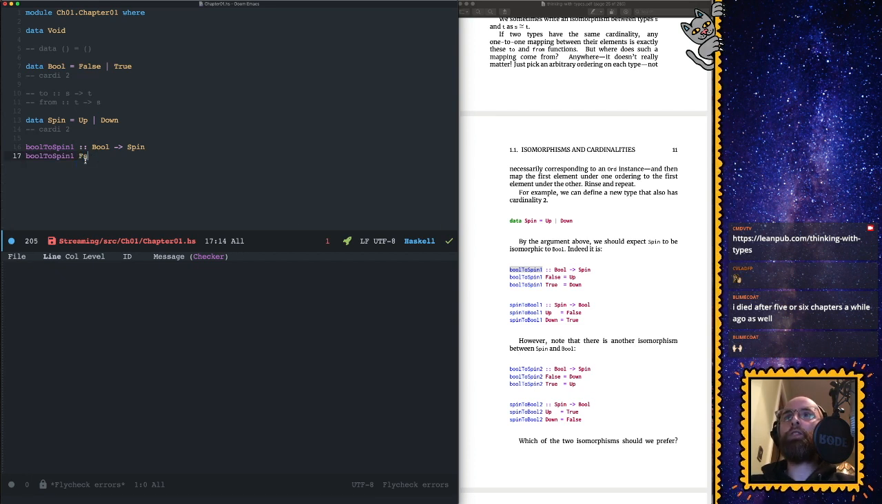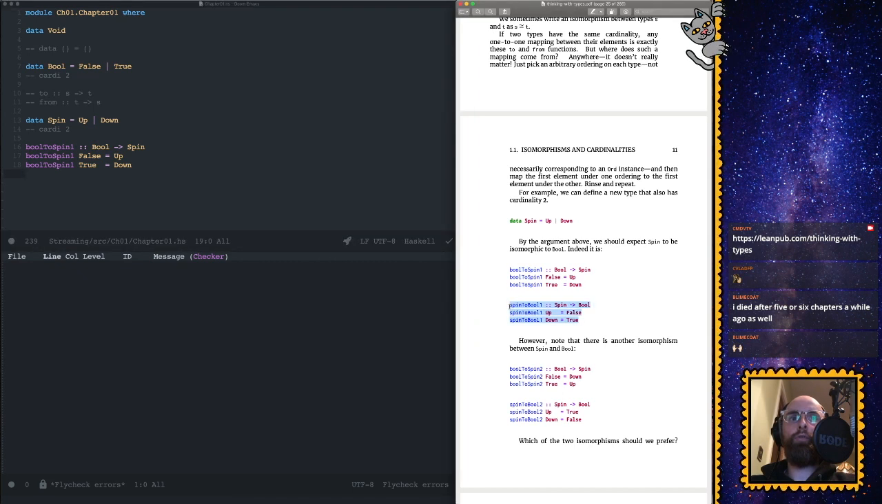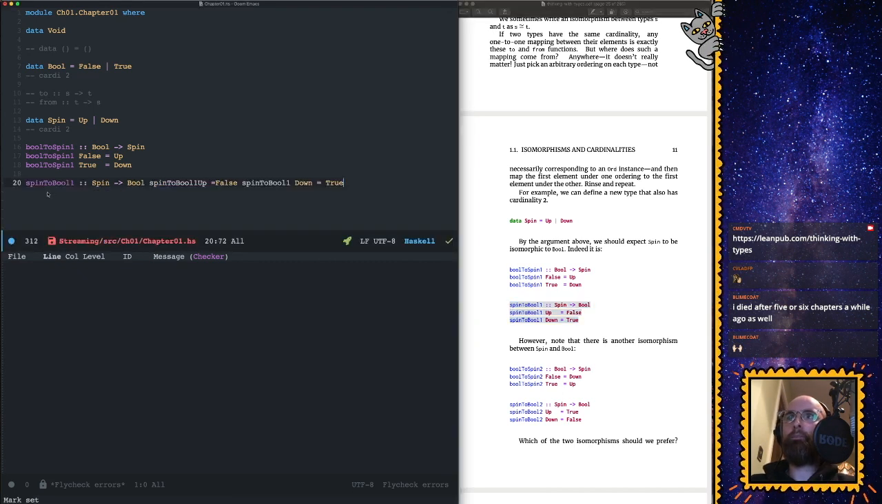So if we do False, that's going to equal Up. I guess we could do the other way really, but it doesn't matter. And then if we do True, that would equal Down. Okay, that makes sense, doesn't it? That's that way. And then we can go the other way, which is spinToBool. I'll copy that. Spin Up equals False. Oh, I've definitely not copied this right. Look at that. Cool, that's fine.